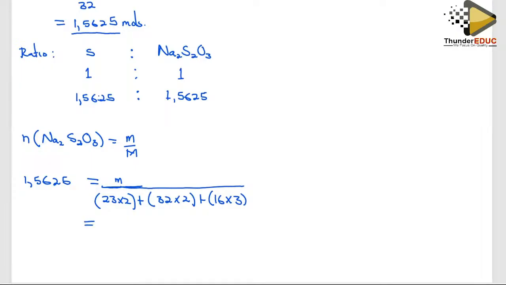Therefore, we are going to proceed to say 1.5625 is equivalent to m over. If we were to do the math there, 23 times 2 plus 32 times 2 plus 16 times 3, I'm getting a value of 158. So it's going to be 158. Therefore, to make m the subject of the formula, I must cross multiply. So it's going to be 1.5625 multiplied by 158, to get my mass there.